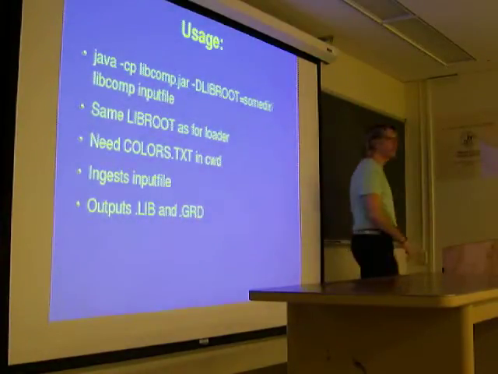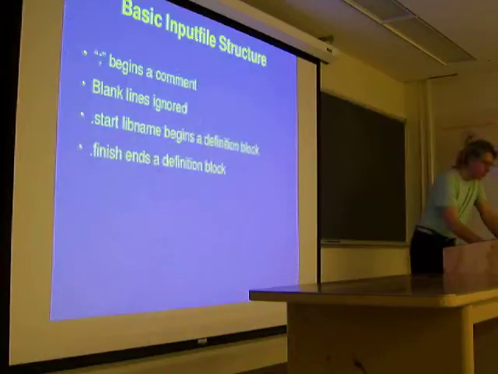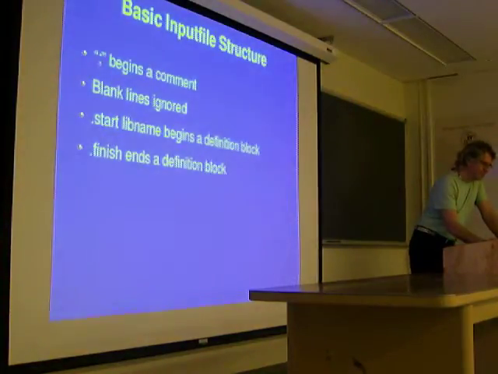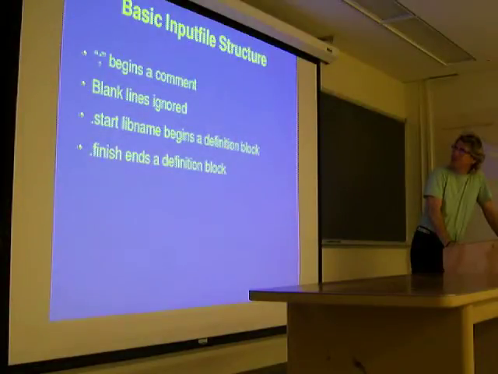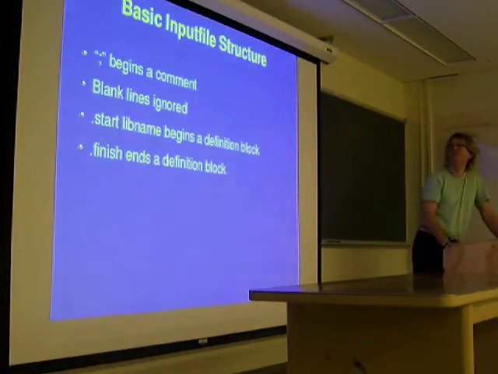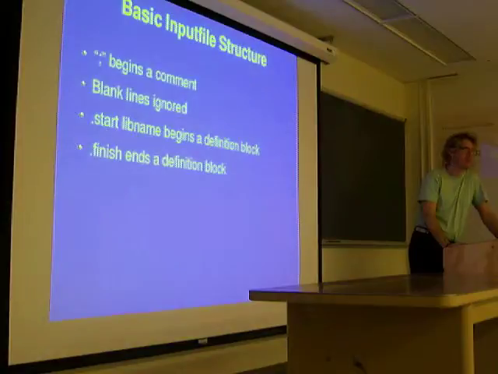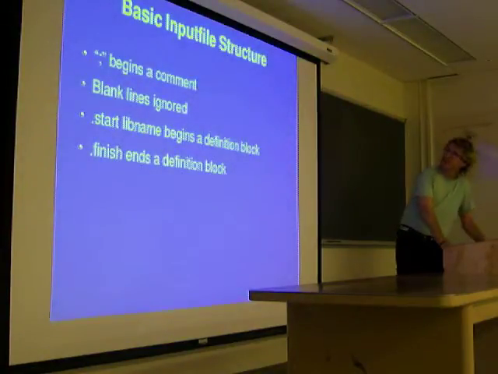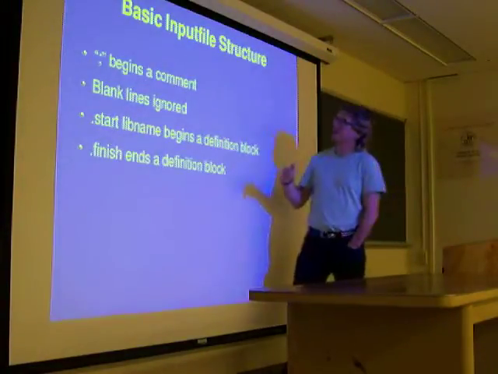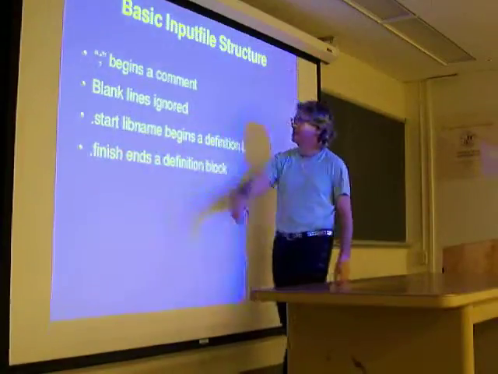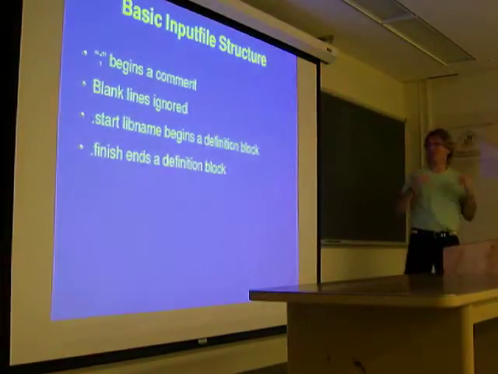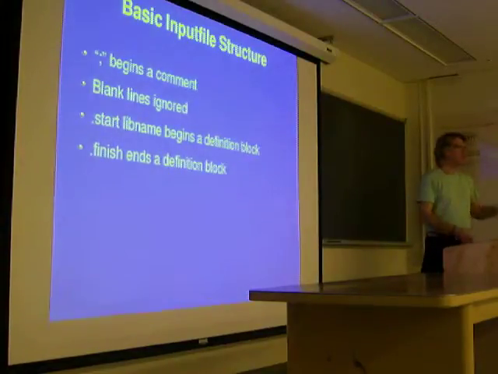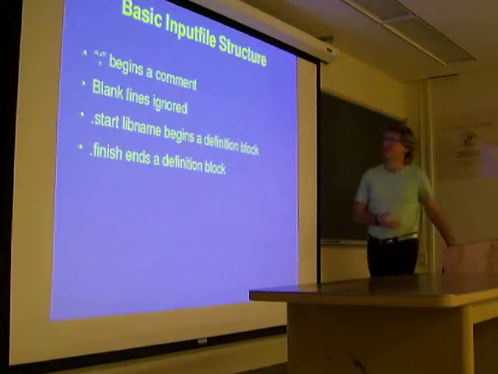The input file is a pretty simple format. You can have comments with a semicolon, blank lines are ignored, spaces are generally ignored. You begin your file with a start statement, so you say start and the name of whatever you want the library to be called. You put in all your cell definitions, then you say .finish. Everything in between gets compiled into this library. And you can have multiple start-finish blocks. I'll show you an example in a minute.